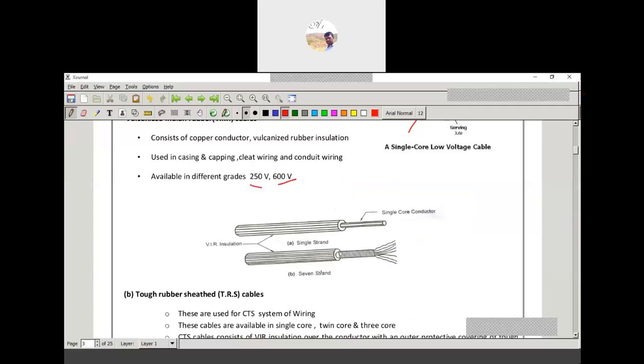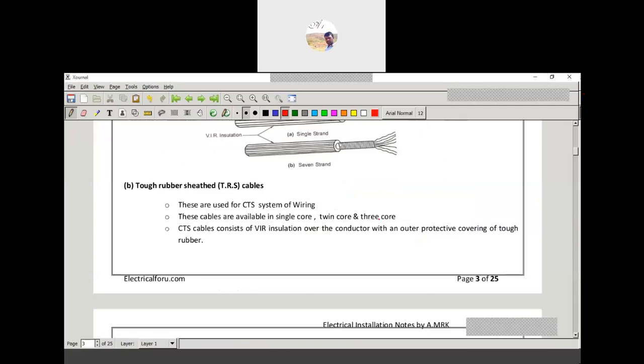According to the voltage, the cables are classified. The first is low voltage, below 1000 volts, that is up to 1 kV, 1 kilovolt. It consists of one circular core. The core is made of tinned standard copper or aluminum.